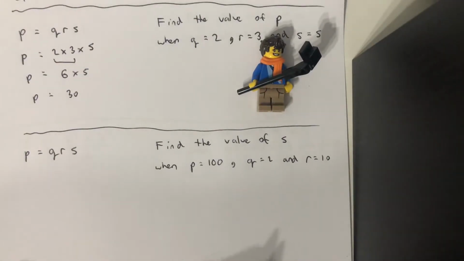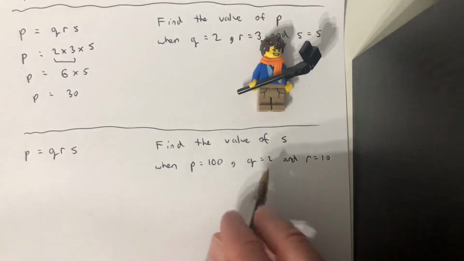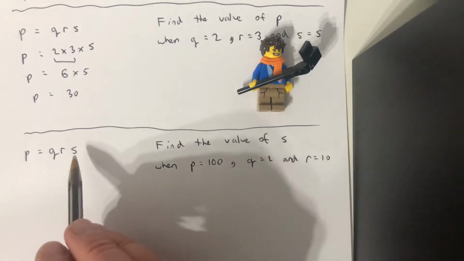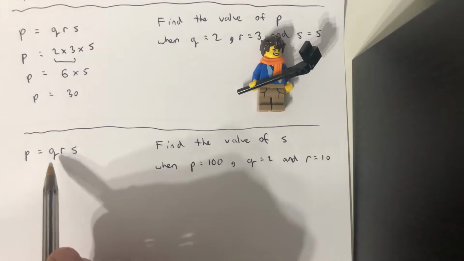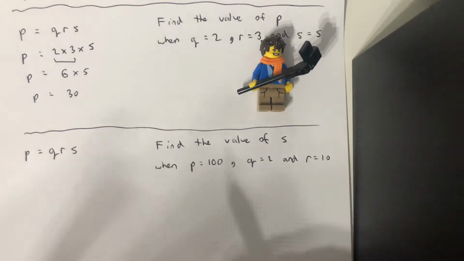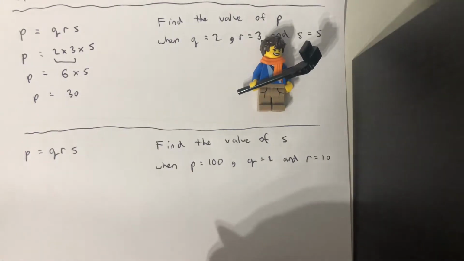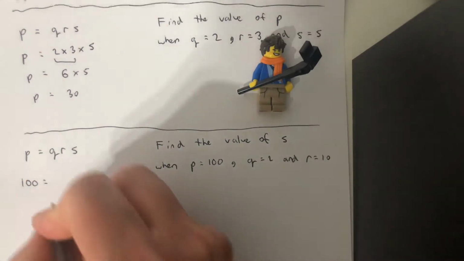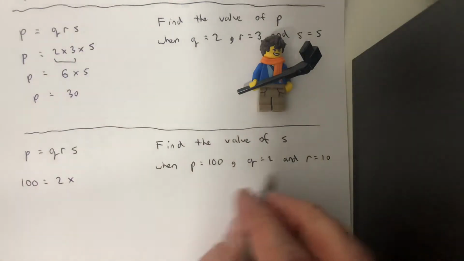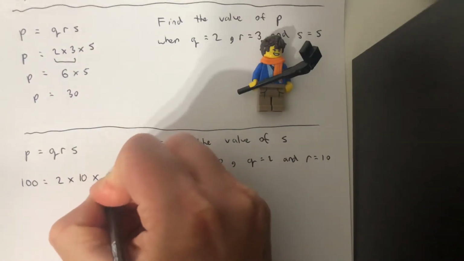The next one, same, P equals QRS. Find the value of S this time. Again, remember, QRS is the same as QSR or SRQ. Order doesn't make a difference with timesing. So P is 100, so we'll write it down. Swap the P with 100. Q is 2 times R, which is 10, times S.